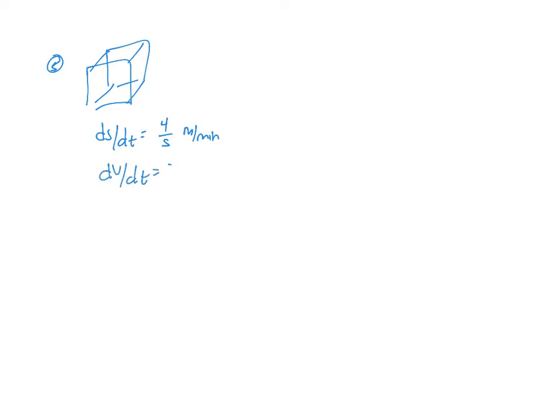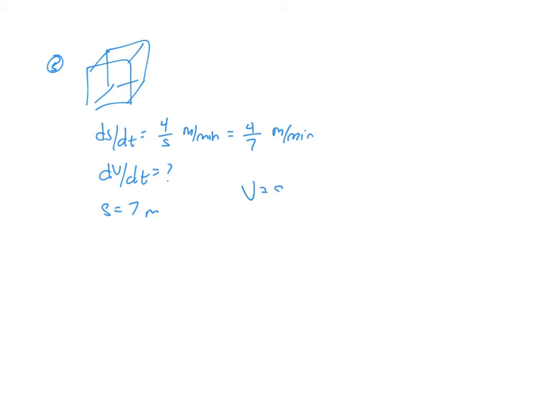Question 5, we have another cube, and that cube is growing so that the length of its sides are increasing at a rate of 4 over s meters per minute. How fast is the volume of the cube decreasing or increasing when the sides are each 7 meters? All right, so this means that ds/dt is going to be 4/7 meters per minute.